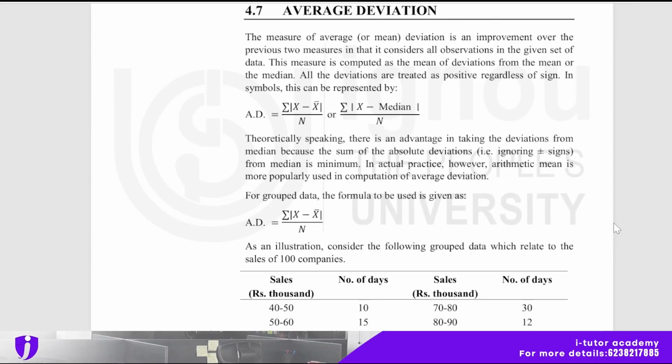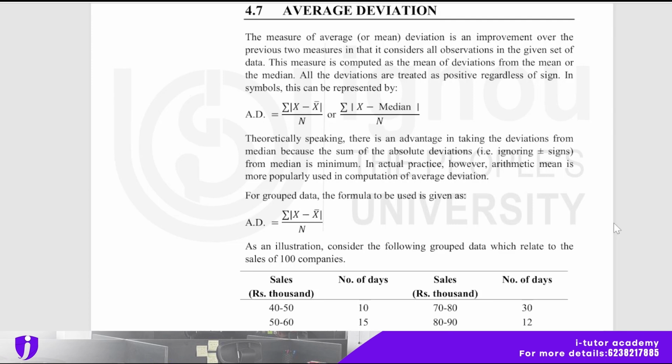In today's session, we will start with the subsection of Unit 4, that is subsection 4.7, MMPC005, average deviation. The measure of average or mean deviation is an improvement over the previous two measures in that it considers all observations in the given set of data. This measure is computed as the mean of deviations from the mean or median. All the deviations are treated as positive regardless of sign.